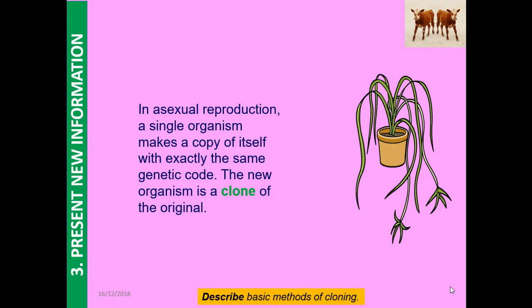Really good for quick colonization of an area. If we have these plants at school, we can take that extra plant off the tuber, repot it, and we've got ourselves another spider plant. So clones, because they are genetically identical to the original, and that's asexual reproduction.